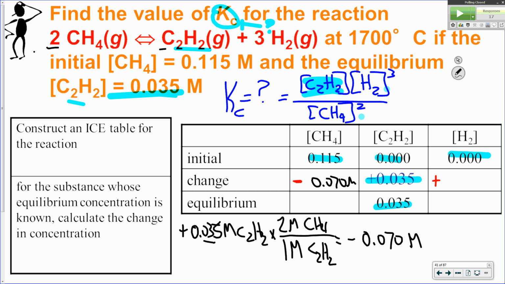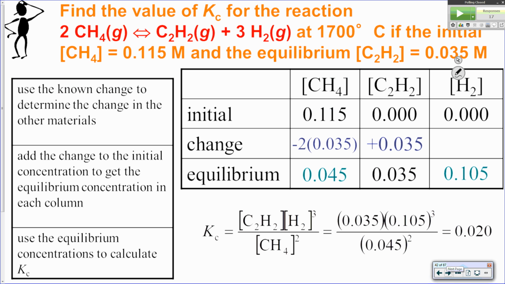All right, so that's what we see exactly in the table. If I go in and put the value for that, it's negative 2 times that times the change in concentration that occurred for this reactant. So that can tell me if I subtract that, the concentration of the methane is 0.045, and I do a similar thing for the other product.